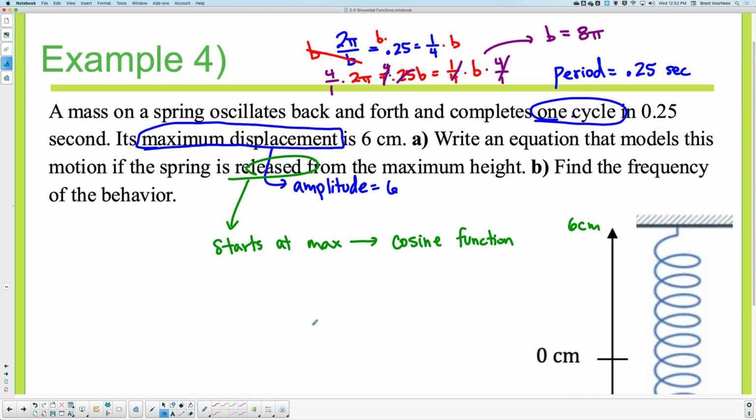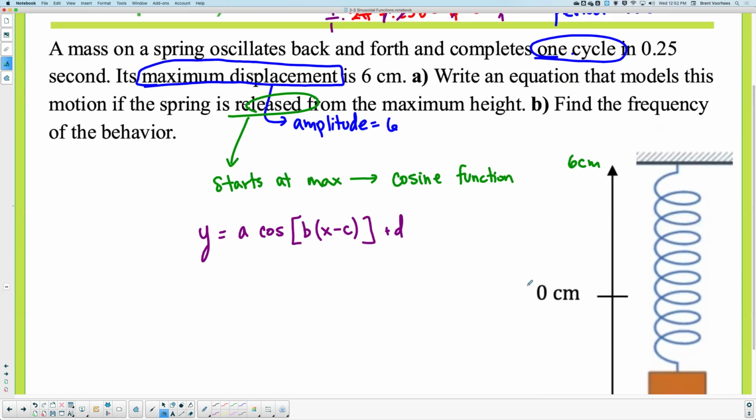So if we wanted to write our equation, the equation from the start of class was y equals a cosine of b x minus c, plus d. That's our equation. Let's plug in our numbers. Oh, this midline here. Here's the midline. The midline is 0. If you had a line going through like this, that would be the midline right there. That's the d value.